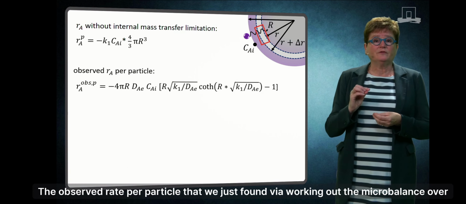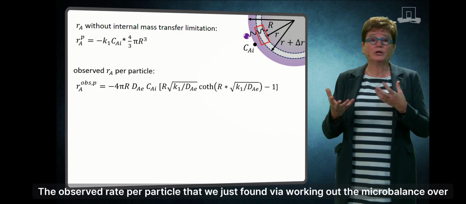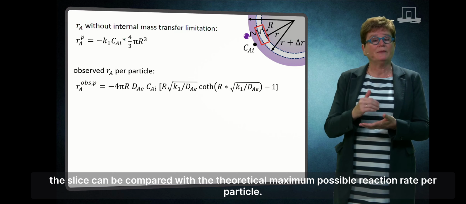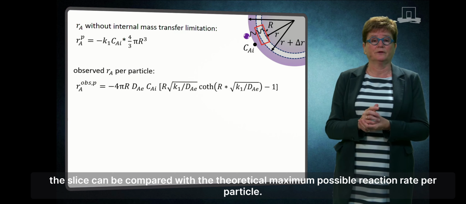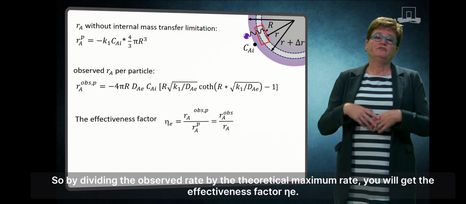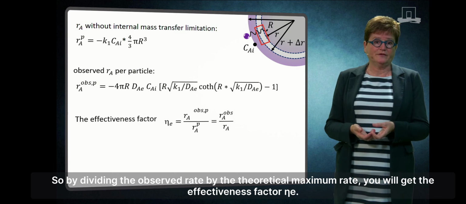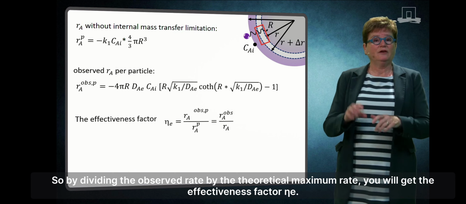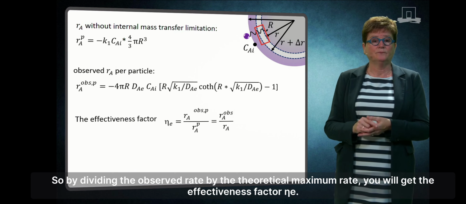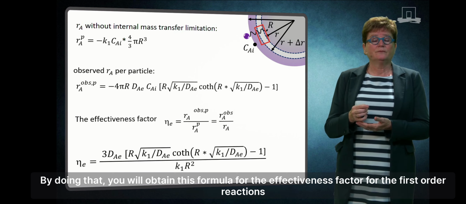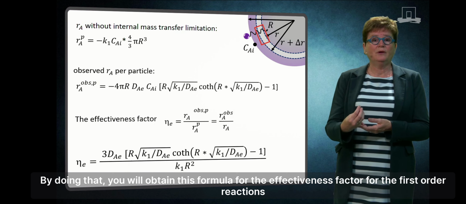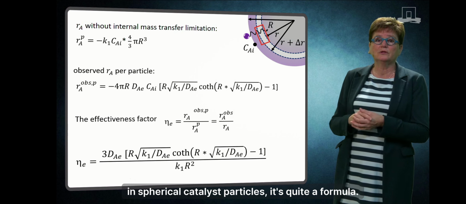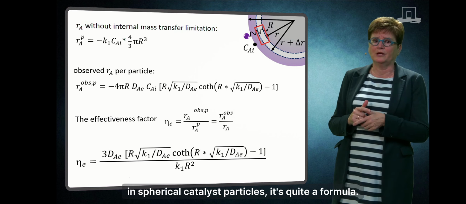The observed rate per particle that we just found by working out the microbalance over the slice can be compared with the theoretical maximum possible reaction rate per particle. By dividing the observed rate by the theoretical maximum rate, you get the effectiveness factor eta E. By doing that, you obtain this formula for the effectiveness factor for first order reactions in a spherical catalyst particle. It's quite a formula.